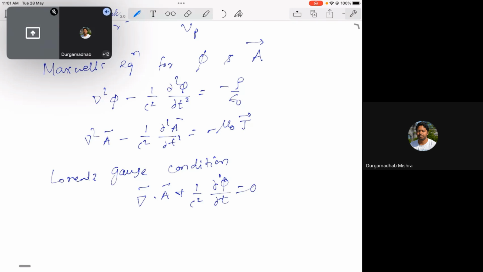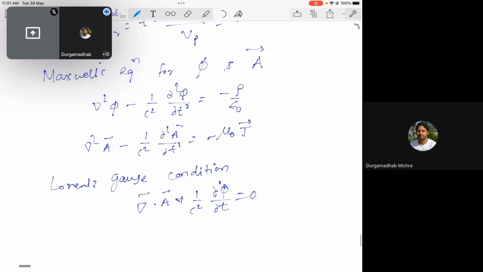Maxwell's equation in terms of the scalar and vector potential. This is again what we did towards the end of the class. One can write the four Maxwell's equations into two inhomogeneous differential equations, one in terms of the scalar potential phi, and the other in terms of the vector potential A, which are now separated using the Lorentz gauge condition, which is given by this.